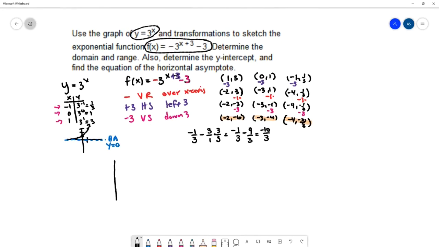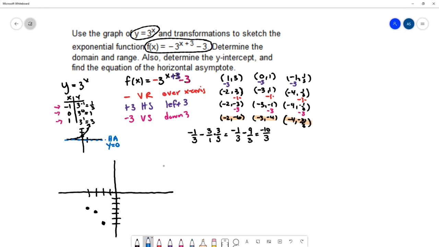And that will give us negative 2, negative 6, negative 3, negative 4, and negative 4 and 10/3. So 10/3 is about negative 3 and 1/3. Negative 3 and 1/3 would be about right here.